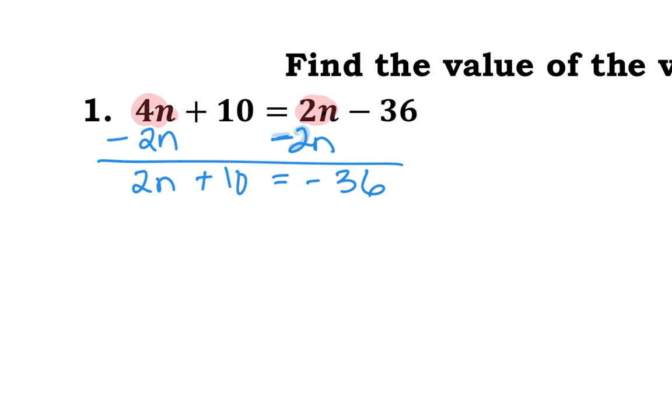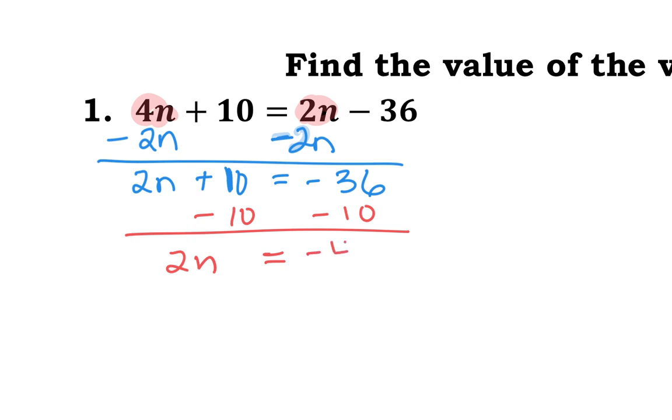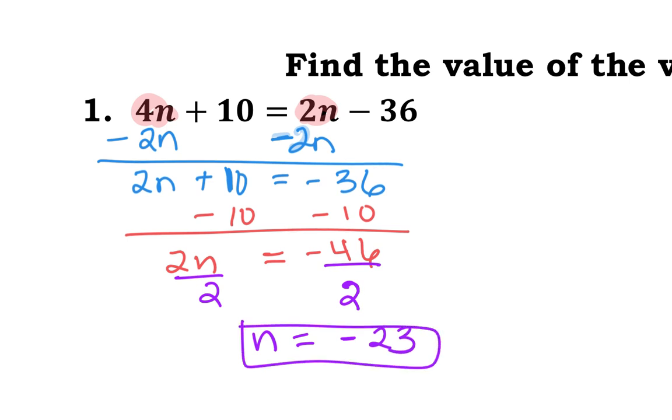What can we do now? Subtract 10. So I'm going to minus 10 on both sides. And here I have that 2n is equal to, what's negative 36 minus 10? Negative 46. And then our last step is to divide by 2. So we'll divide them both by 2. So n is going to have a value of what? Negative 23. Good.